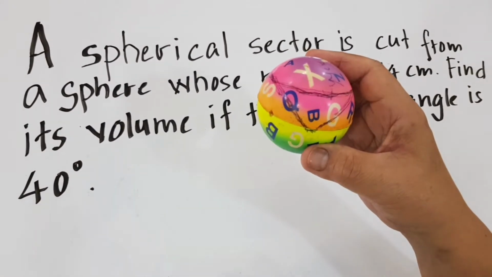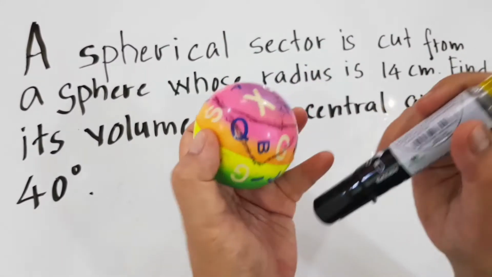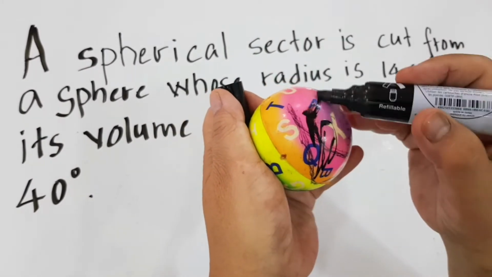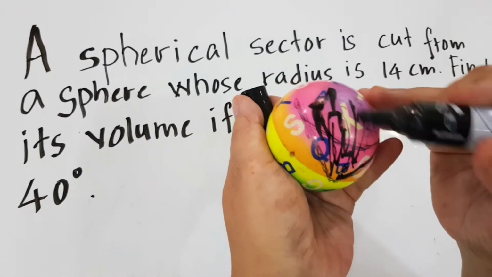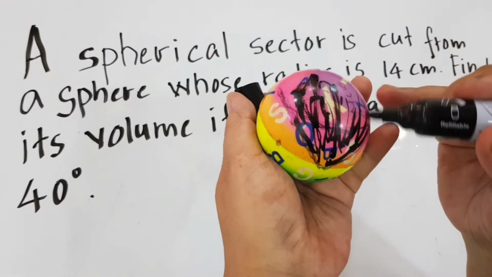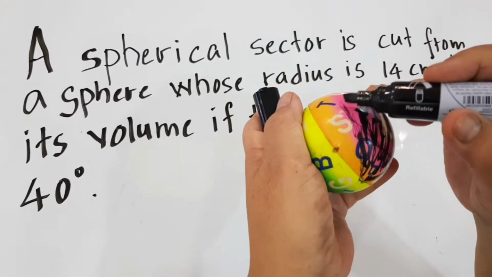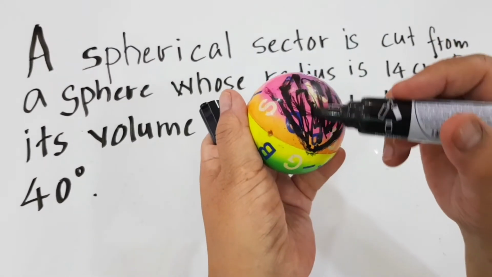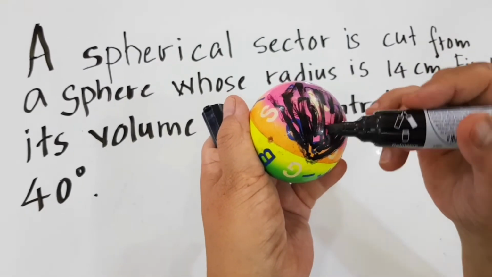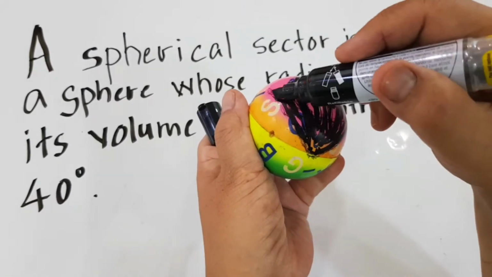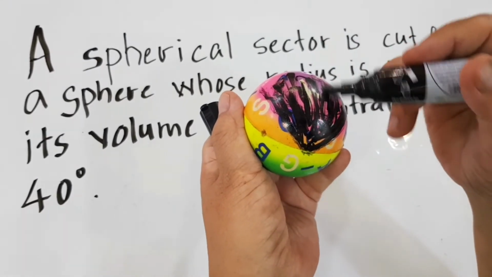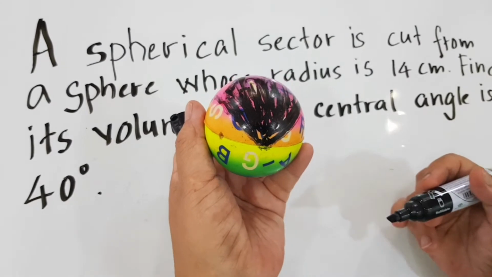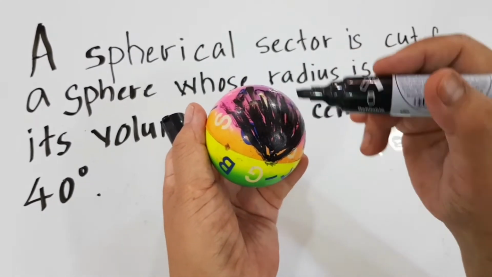Now, when you see a spherical sector, it means this one. We cut this one, like this one is cut. So this one is cut here. This is what we call the spherical sector. This one we cut here, and this one we call, as I've said, the spherical sector. Now, we're looking for the volume of this spherical sector.